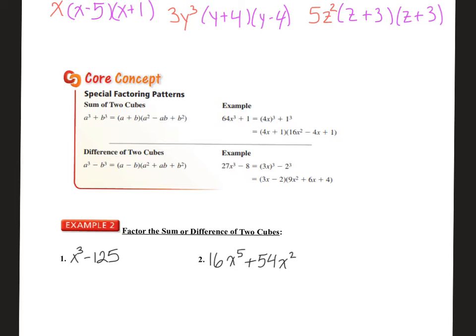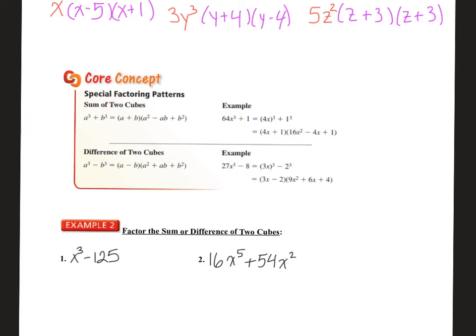And I actually really like how they wrote it here. So anywhere there's an A, they put that 4x. And then anywhere there's a B, well, they wrote the +1. All right, so let's jump into some examples. The same thing goes with the difference.